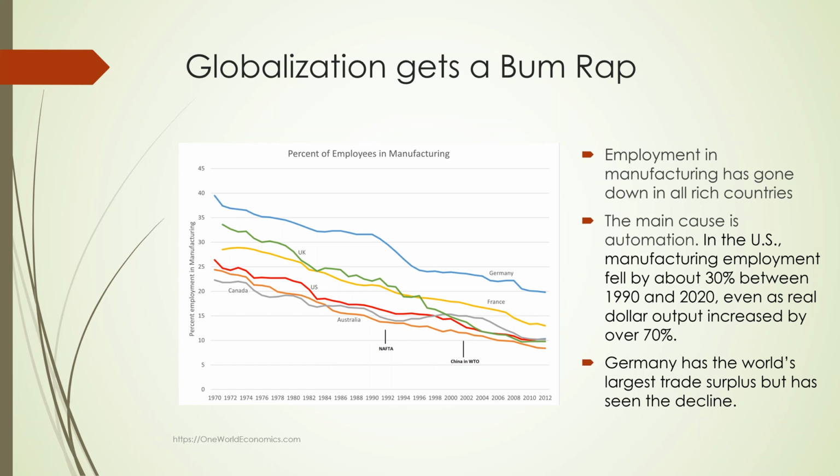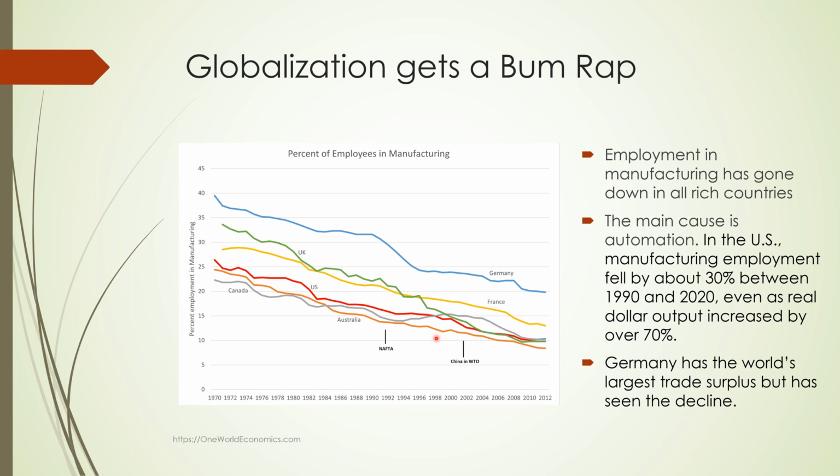Well, globalization and trade in particular gets a bum rap. Okay, this shows the percentage of employees in manufacturing in different fully developed countries. And as you can see, Germany, which is a super powerhouse of trade, has the largest trade surplus in terms of dollars, not even percentage, in the world, and is a total manufacturing powerhouse. Their percent of employees in manufacturing has gone down, down, down, down, down. And the same thing happened in the United States and in Britain and in Australia and in Canada. So the demand for labor in manufacturing has simply declined compared to the rest of the economy.